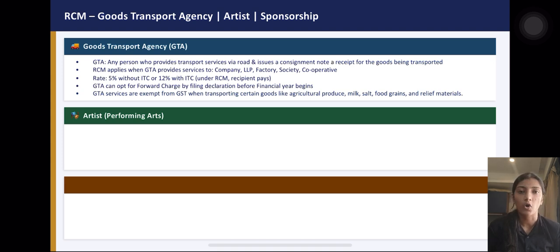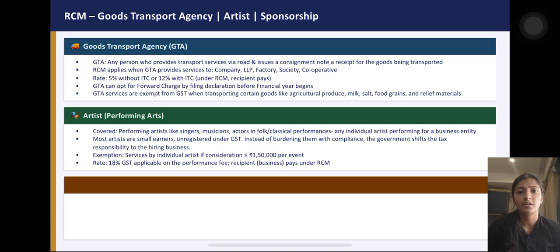Most artists are small earners. They are not registered under the GST. So instead of burdening them with compliance, the government makes the hiring businesses pay the GST under RCM. The rate is 18% GST on the performance fee. There is a very important exception here. If the artist fees are 1,50,000 or less per event, there is no GST at all.